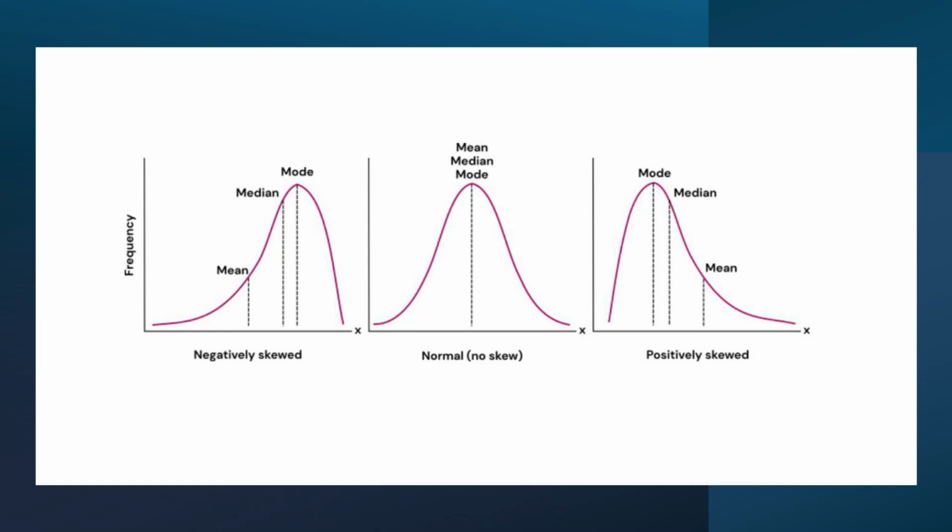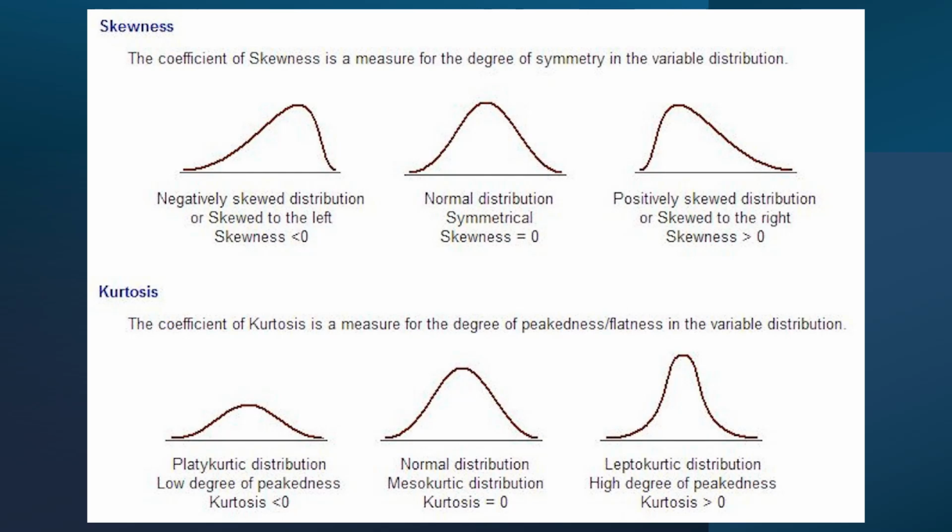In case of kurtosis, we look at three types of shapes: platykurtic, which is very low degree of peakedness; mesokurtic, when the data does not have too much of deviation from the normal distribution; and leptokurtic, when the data tend to be concentrated around a certain value compared to the other values in the data.